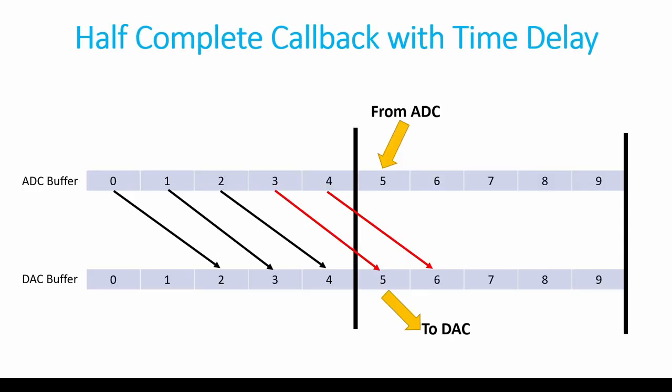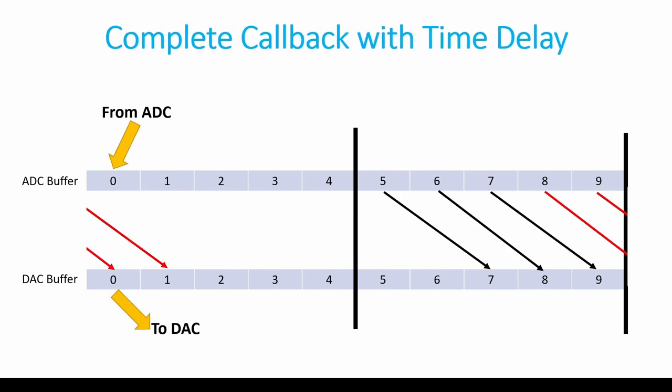As an example, consider the delay by 2 case when both buffers are of length 10. When the half-complete callback runs, data in ADC buffer indices 0 through 4 is now shifted by 2 and stored into DAC buffer indices 2 through 6. This is okay for the first 3 values. However, as the callback has just begun to run, the DMA controller will currently be in the process of writing and reading from index 5 of the ADC and DAC buffers respectively. Therefore, as we write the values in indices 3 and 4 of the ADC buffer to indices 5 and 6 of the DAC buffer, we overwrite data that has yet to be sent to the DAC.